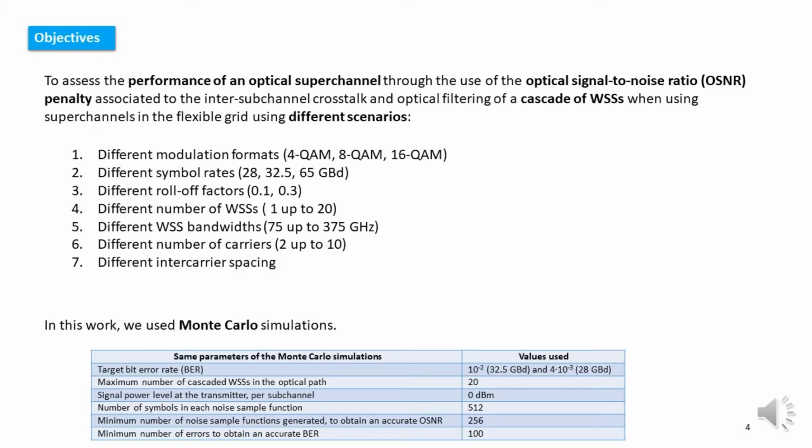We simulated superchannels in different scenarios, different modulation formats, symbol rates, roll-off factors, number of WSS, WSS bandwidth, number of subchannels, and different intercarrier spacings. In this work, we used Monte Carlo simulations. We used different target bit error rates depending on the symbol rate, and for the signal power level at the transmitter per subchannel we used 0 dBm.